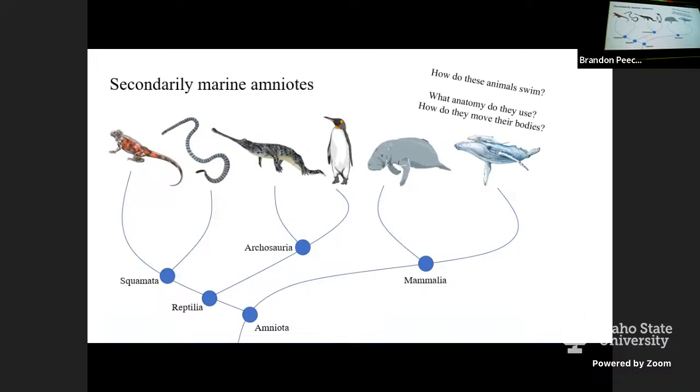They bend their back. All right, so how are these animals moving through the water? You could pick any one of them. Snakes don't have flippers. Snakes for sure don't have flippers. How's it moving through the water? Doing the snake thing, but in the water.